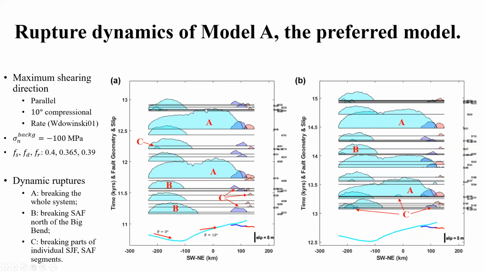Type A ruptures break the whole fault system, type B ruptures are impeded by the Big Bend, and we have type C ruptures. It breaks parts of the San Andreas faults or individual segments of San Jacinto faults.